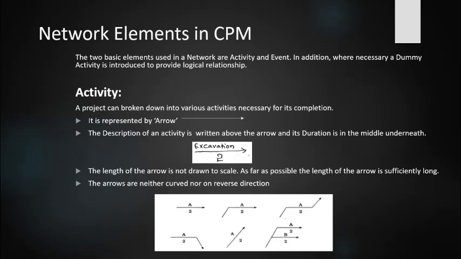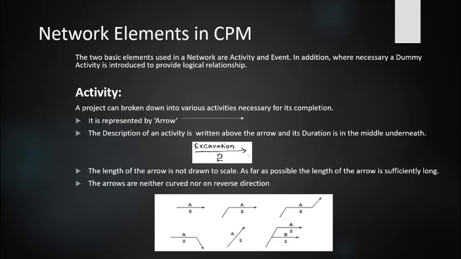These are some sample representations of the arrow. You should not represent the arrow with a curved one. It should be straight. If it is bent, it is okay, but it should not be curved, and it should not be in a reverse direction, always pointed forward. It should not be drawn in the backward direction, because the activity should not be reversed, right?